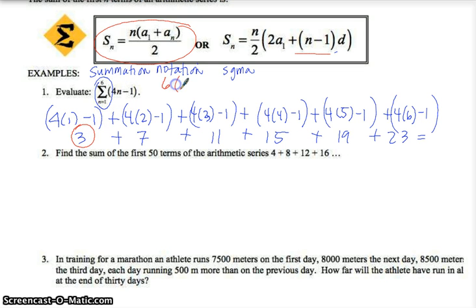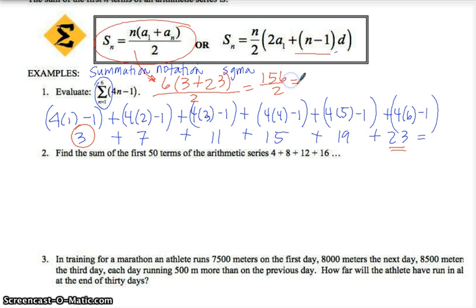So there's 6 terms, so if I'm using this formula here, there's 6 terms. My first term is equal to 3. My last term of the series I would find by plugging a 4 in here. 4 times 6 is 24, minus 1 is 23. And then I add 23 plus 3 is 26. I multiply 26 times 6, and I get 156.